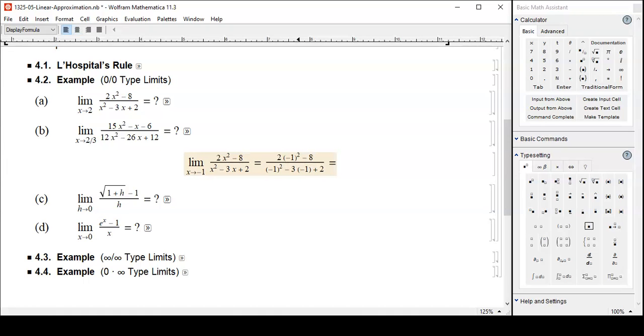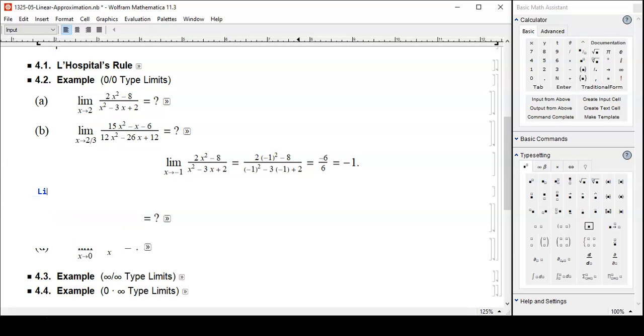Let's see. The numerator is 2 minus 8, so -6. And the denominator is 1 plus 3 plus 2. Yeah. Looks like that's what I'm getting. Is that really the case?